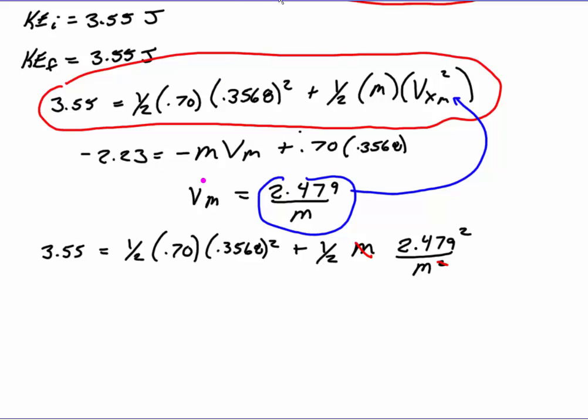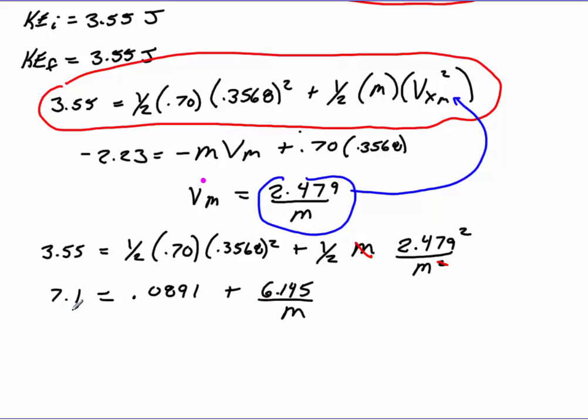Now there's two things you could do. If you want to eliminate the 1/2, you could multiply everything by 2 if you prefer. So I'm going to take 3.55 times 2. That's going to give me 7.1 is equal to 0.7 times 0.3568 squared, which gives me 0.0891, plus 2.479 squared, which is 6.145 over m.